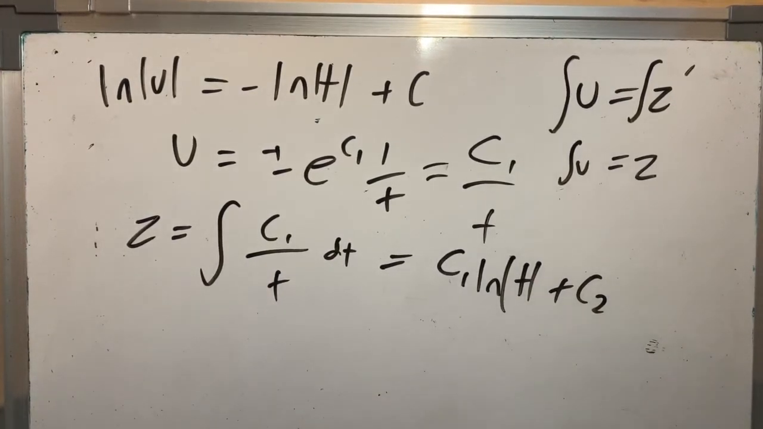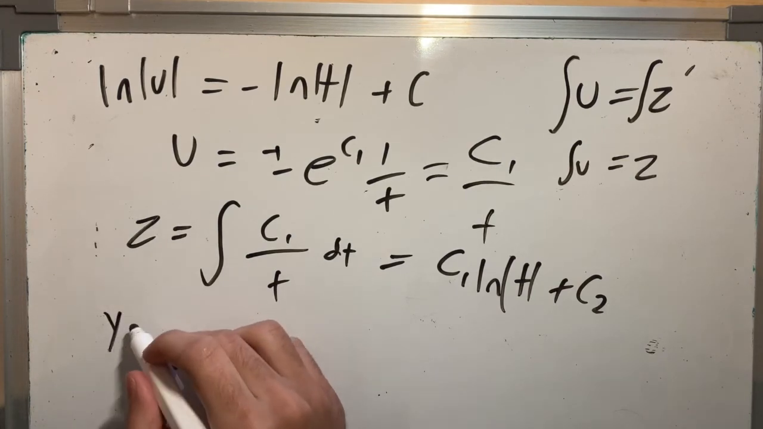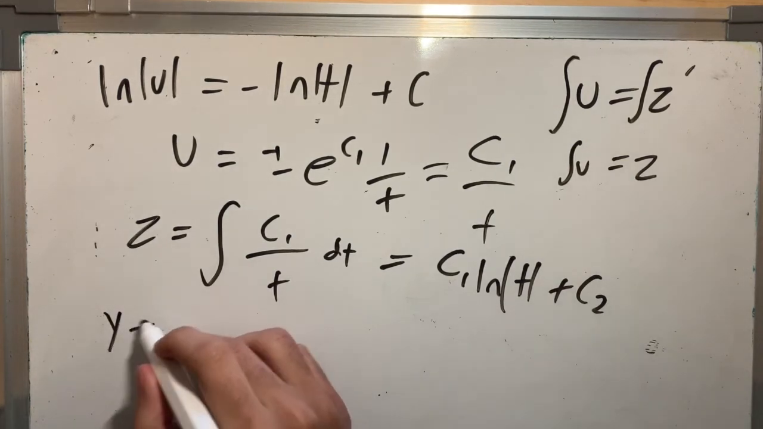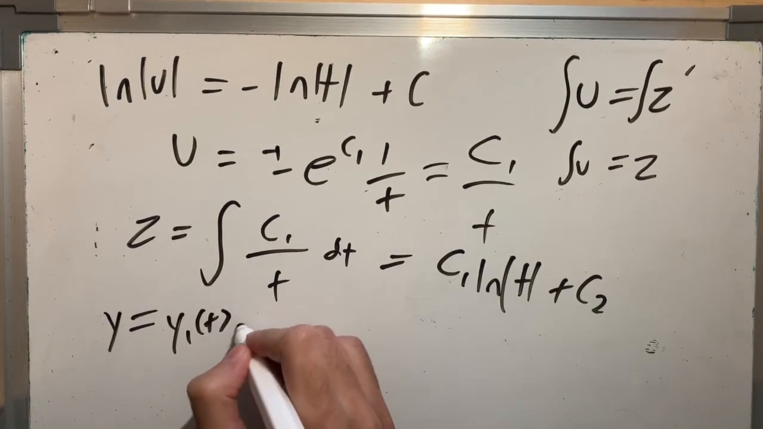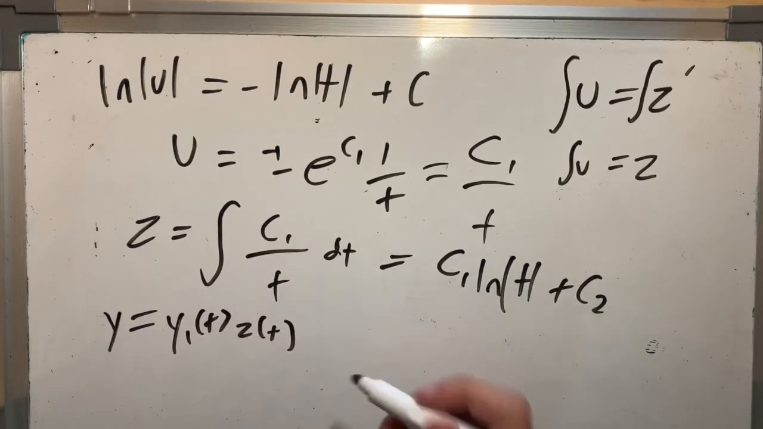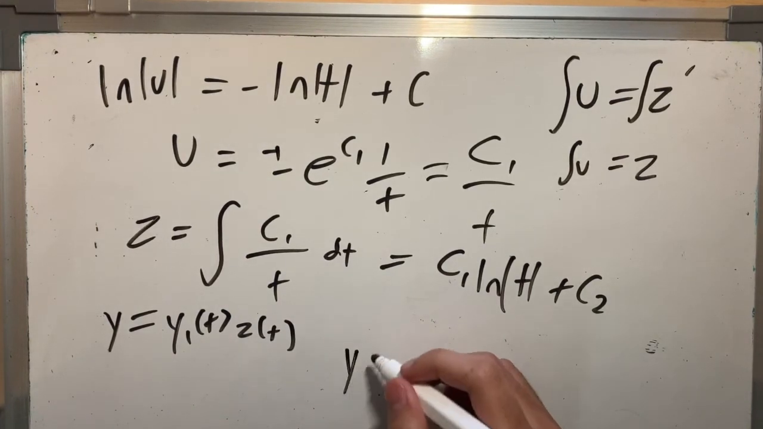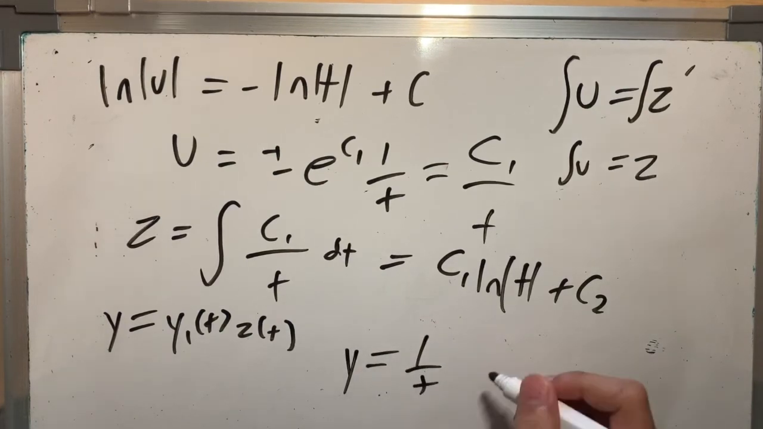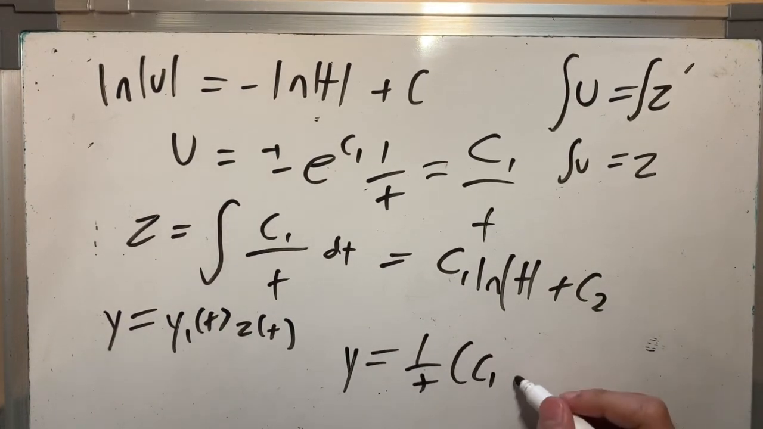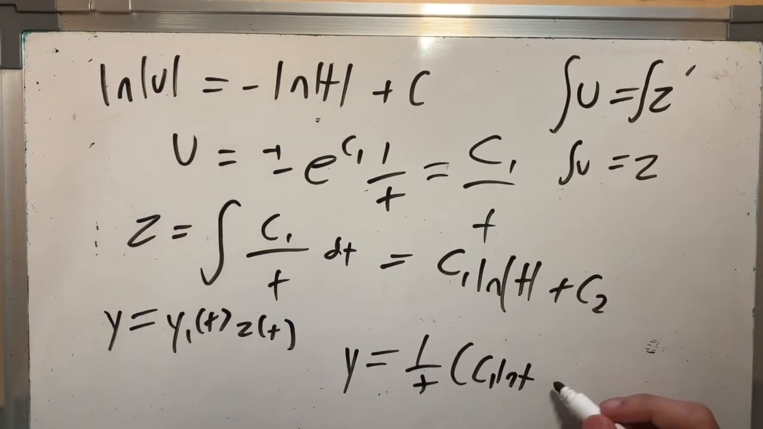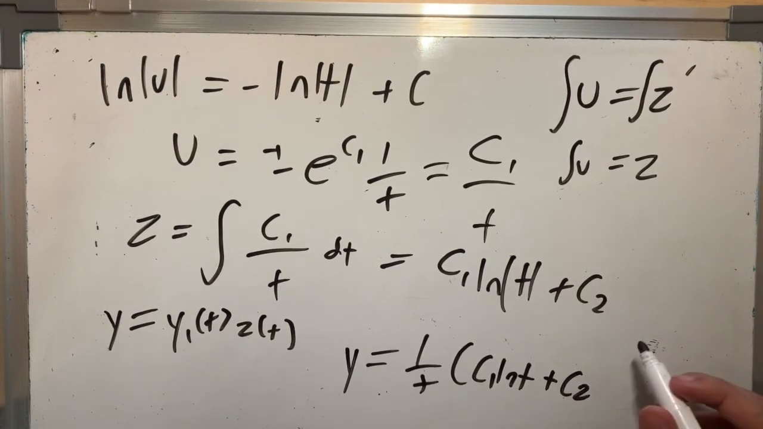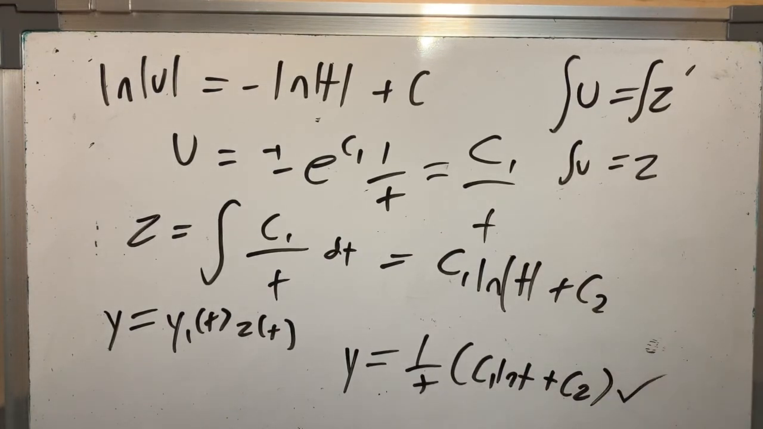And now, since we have z, we know our final equation according to reduction rules would be y is equal to y1 of t times z of t. We can finally plug z of t back into our equation. We know y1 of t was already given, it was 1 over t. We know c1 ln t plus c2 is our z, therefore that will end up being our solution. You can probably simplify it more, but it doesn't really matter.